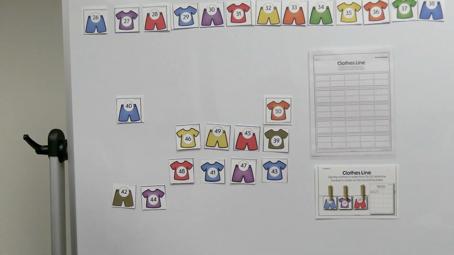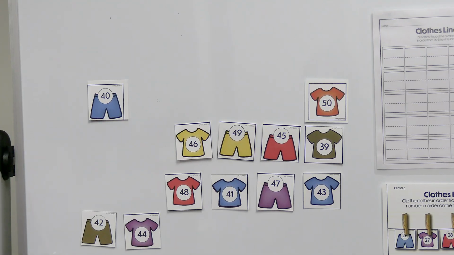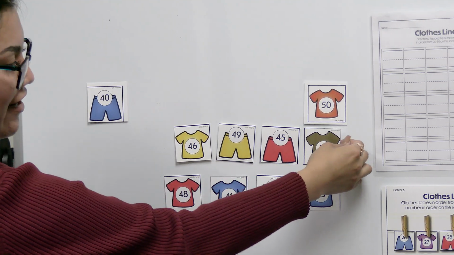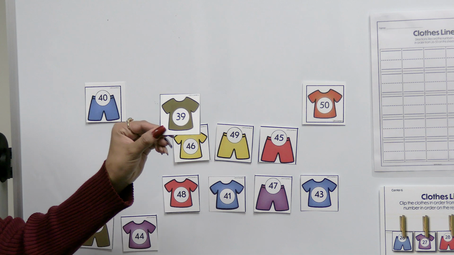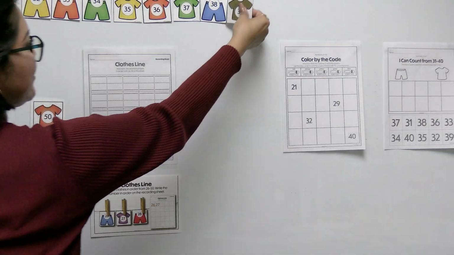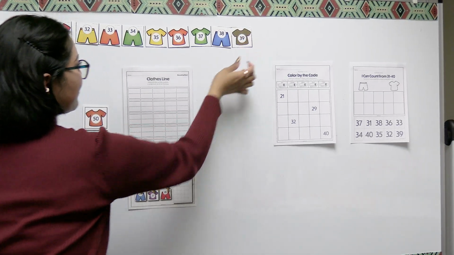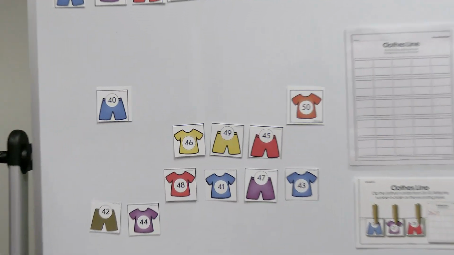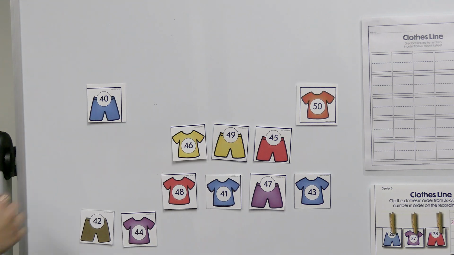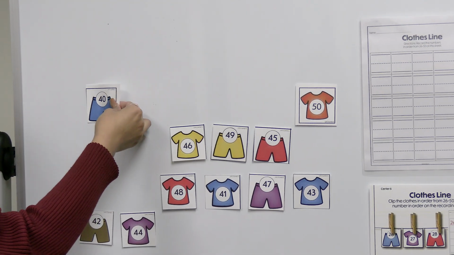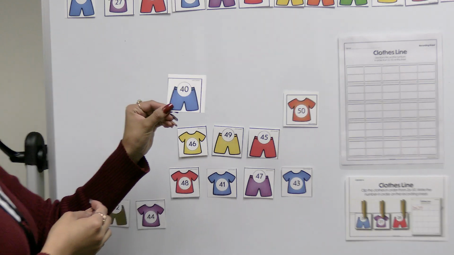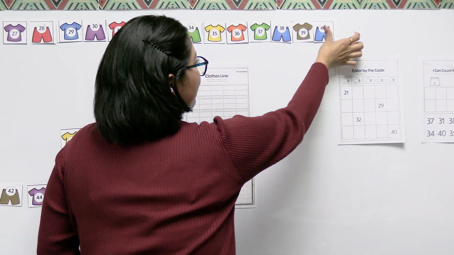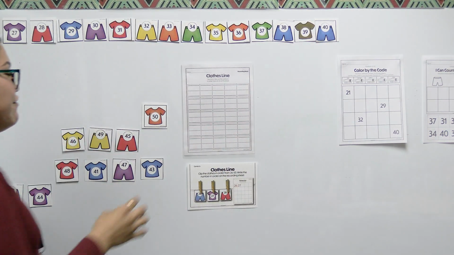Okay, 39 is next. 39. Anyone see 39? I see it right here on a brown shirt. Number 39. So we'll place it next to our 38. Okay, so we have 38, 39. What comes after 39? 40. Okay, so I see 40 right here on the blue shorts. So we'll place 40 right here. Okay, so we have 40.